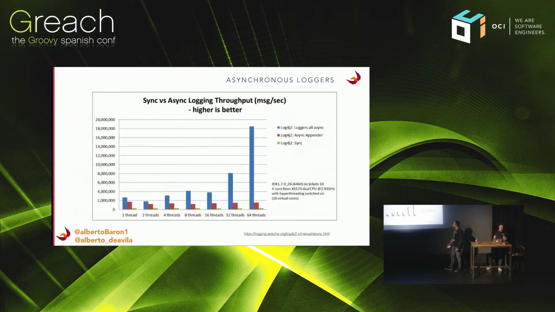Okay. So as we can see in this graphic, with 64 threads, the asynchronous loggers are 68 times faster than synchronous, and 12 times faster than asynchronous appenders. So as you can see, if we increase the number of threads, the performance will be better, while with AsyncAppenders and synchronous it will be constant.